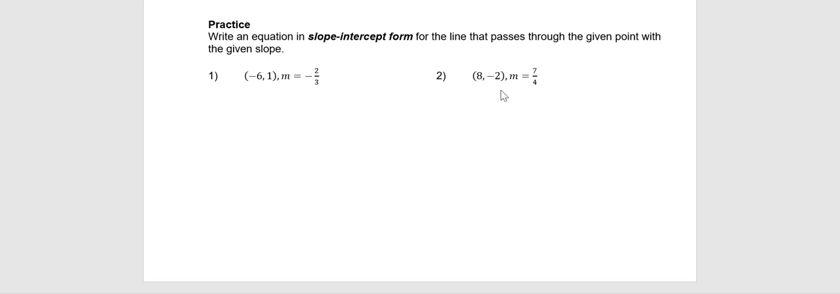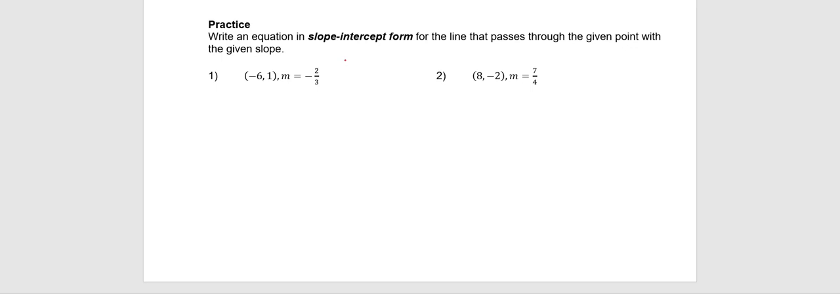So I want to use this video to wrap up our discussion from class today, where we talked about being provided an ordered pair and the slope of a line. Remember, this ordered pair represents one of the infinitely many points on the line, and this is the slope of the line. So we could graph this line if we wanted. Likewise, we could graph this line if we wanted. But what we want to be able to do is to get the equation that represents the line.